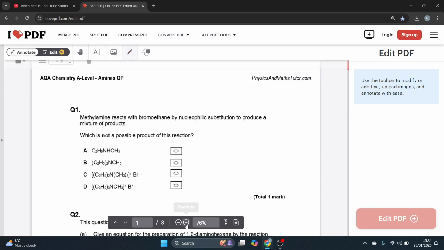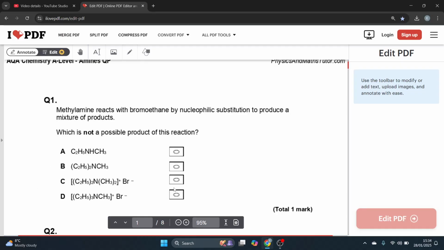Paper. So, question 1 is a multiple choice question and it says methylamine reacts with bromoethane by nucleophilic substitution to produce a mixture of products. Which is not a possible product of this reaction? Okay. So, methylamine reacts with bromoethane by nucleophilic substitution to produce a mixture of products, which is not a possible product of this reaction.